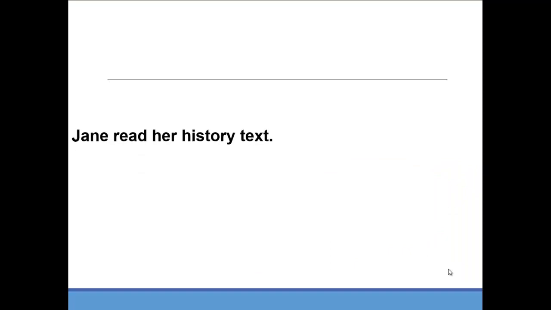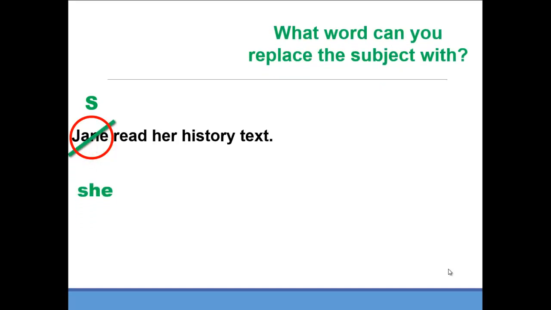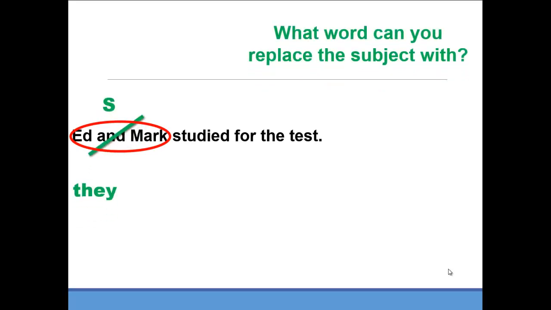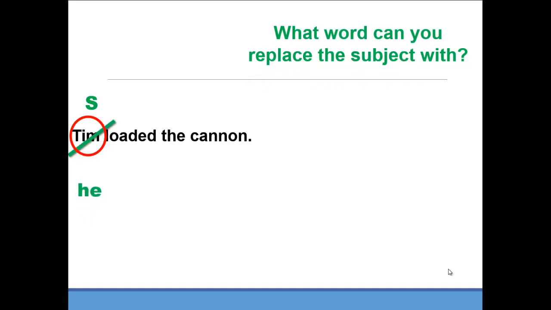Jane read her history text. Jane is the subject. What word can we replace the subject with? We can replace it with the word she. So she is a subject pronoun. Ed and Mark studied for the test. Ed and Mark is the subject. We can replace it with the word they. So it is a subject pronoun. Tim loaded the cannon. Tim is the subject. We can replace the subject with the word he. So it is a subject pronoun.